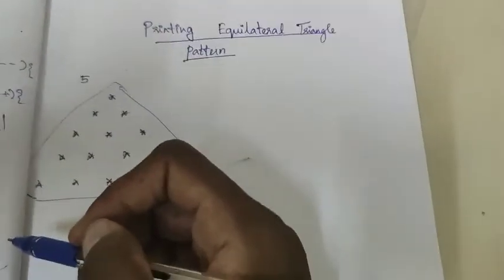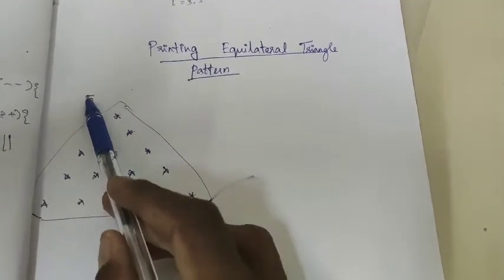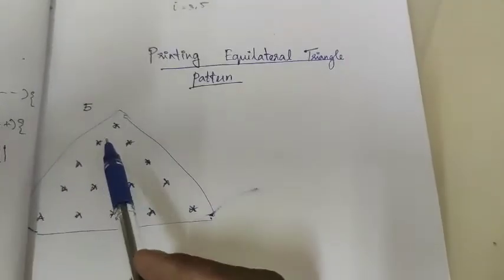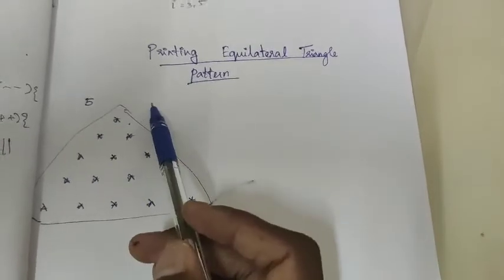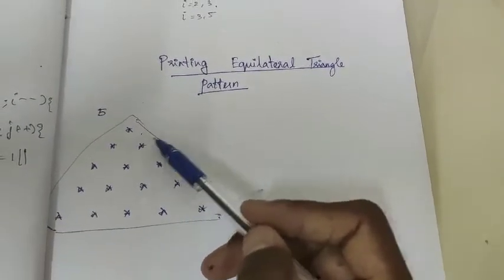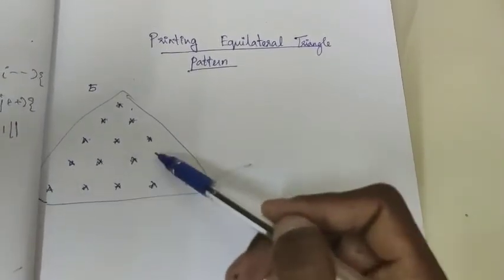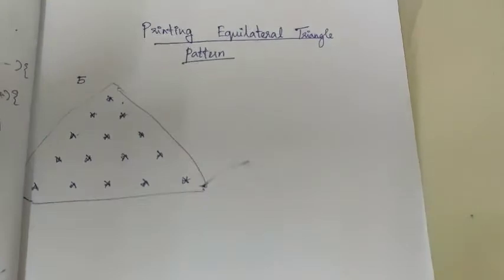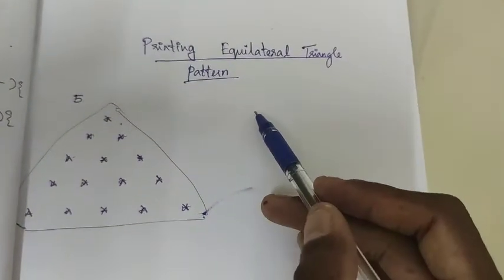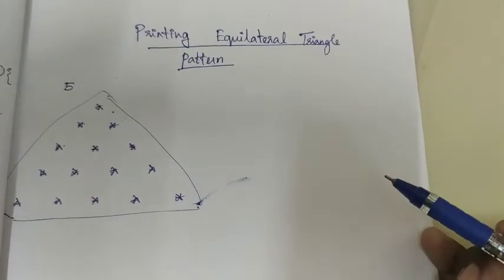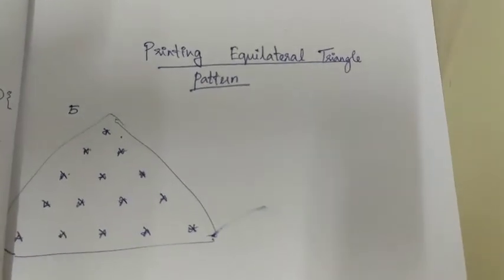I am going to find the number of rows, that is, I have given the input as 5, and the number of stars printed in each row. So in the first row 1 star is printed, in the second row 2 stars are printed, in the third row 3 stars are printed, and in the fourth and fifth rows 4 and 5 stars are printed. So in each row I get the corresponding number of stars, so that's not an issue for me.